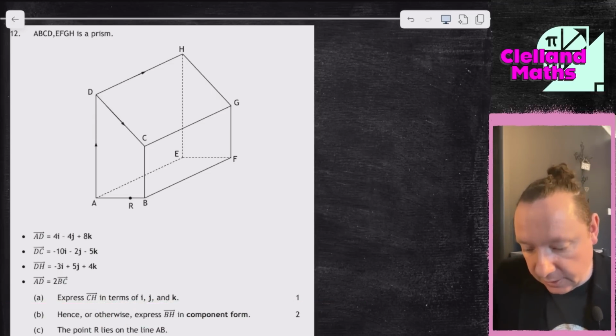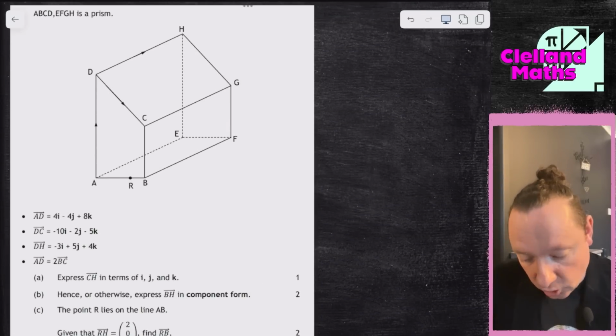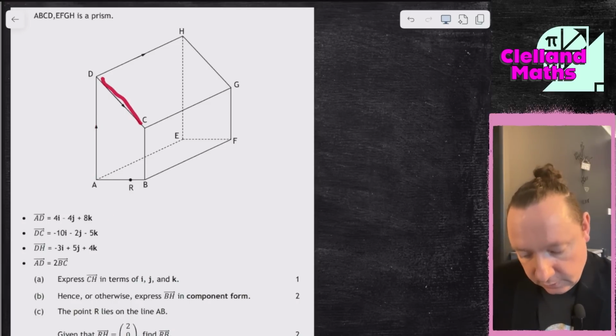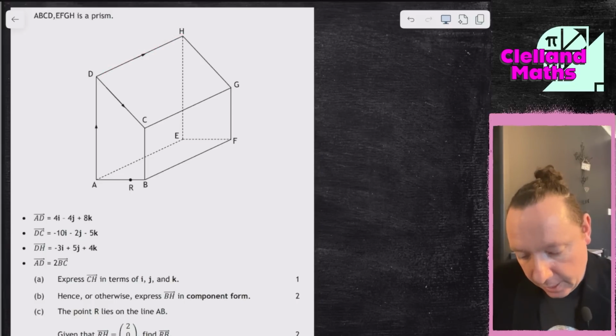SQA Higher Maths 2025 Mock Paper 2, Question 12. We've got A, B, C, D, E, F, G, H as a prism. Okay, and it tells us a bunch of stuff about the vectors. We know that A to D is this. We know that D to C is this. We know that D to H is this. And we know that AD is 2 lots of BC. So we actually know what BC is because BC is a half of AD if you think about it.